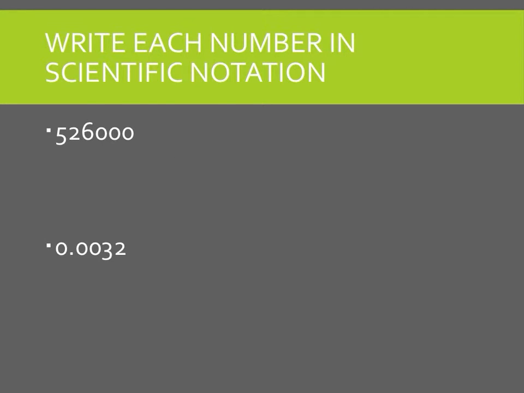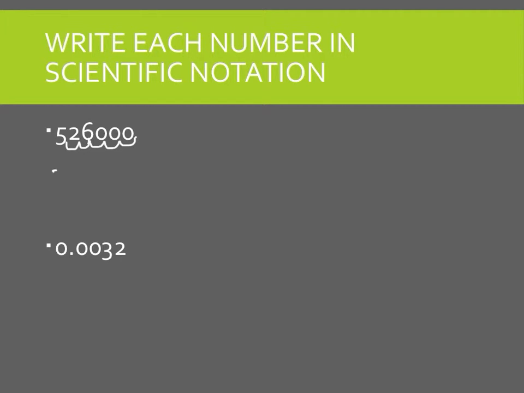Here we have two numbers. We want to write them both in scientific notation. Now we have 500,000 to 526,000. The way I write it in scientific notation is first I need my number to be greater than or equal to 1 but less than 10. So I'm going to take my decimal and move it over till I get a number that's greater than or equal to 1 and less than 10.